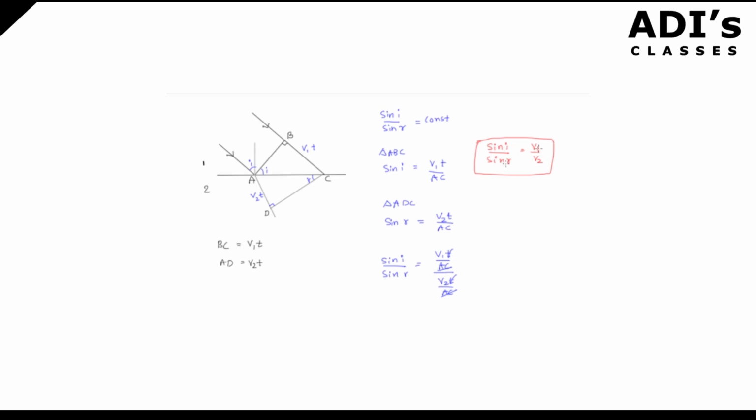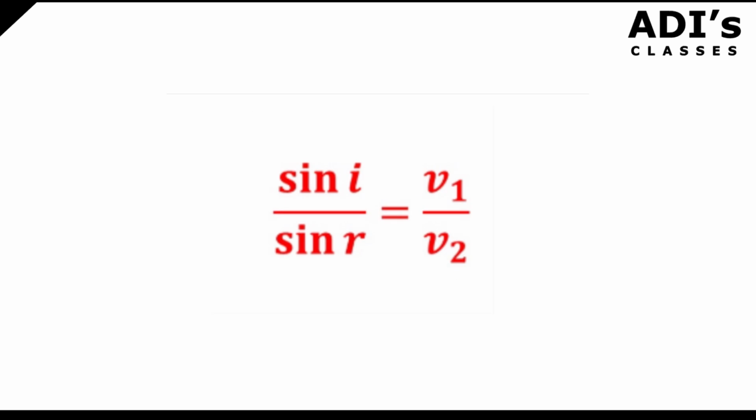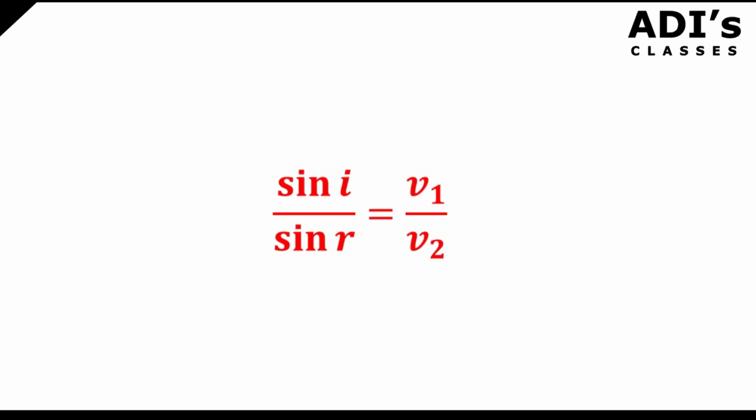Now if you take the ratio, that is sine I divided by sine R, this will be nothing but V1T by AC divided by V2T by AC. Now AC cancels, T cancels. So what do you end up with? You just end up with sine of I divided by sine of R is equal to V1 by V2. This is what we end up with.